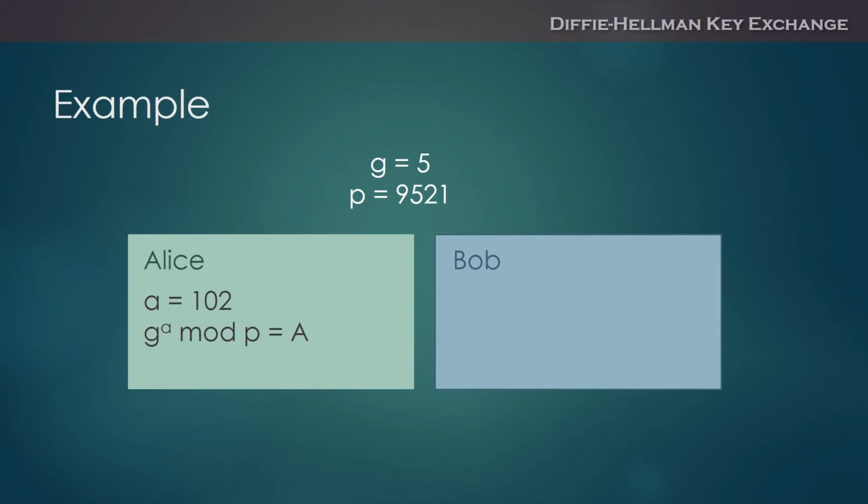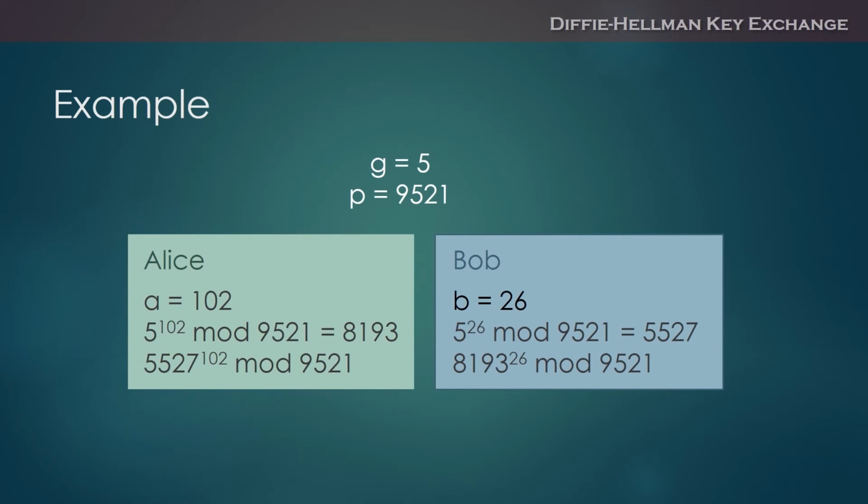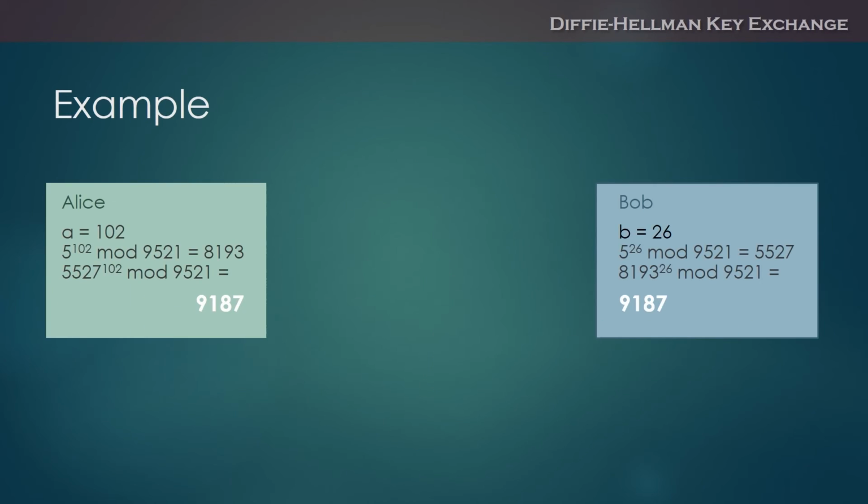We're going to start off with G equals 5 and P is 9521. So Alice chooses 102 as her secret number and computes 8193. Bob starts off with 26 as his secret number and he ends up with 5527. They trade these numbers, do the rest of the calculation, and they both end up with 9187. So now they can use 9187 as their secret key to encrypt messages and send them back and forth.